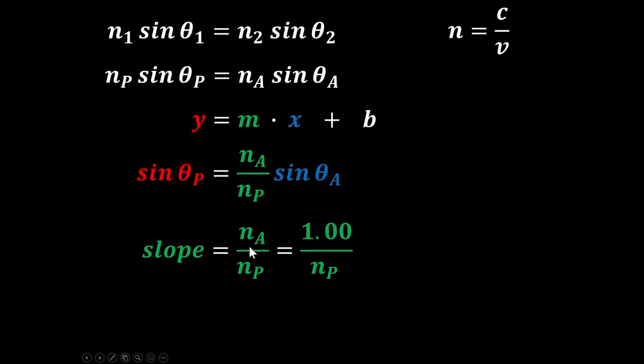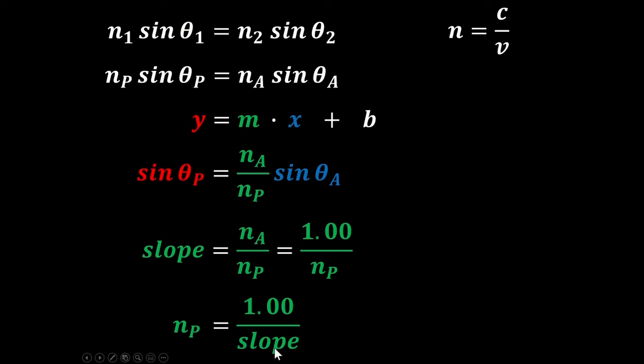Since the index of refraction in air is 1 to within 3 sig figs, we know the slope from the spreadsheet. We can rearrange that, take this term, move it over here, this term, move it down over here, and we can find the index of refraction of our prism by just taking 1 divided by the number we got for slope.